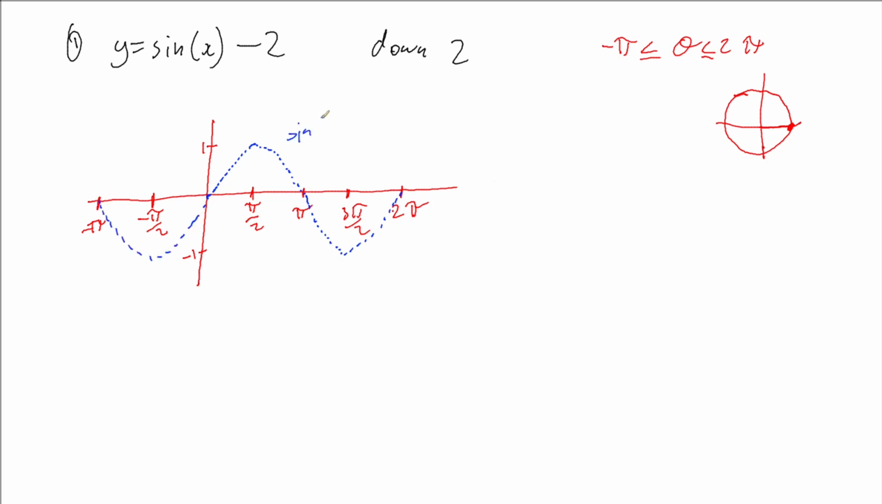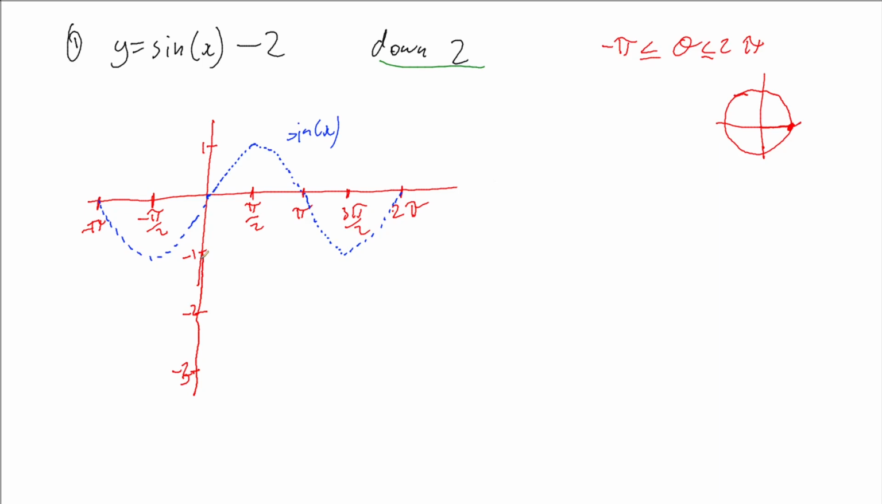So that's sine of x, but I need to translate the whole thing down 2. I've got to do this shift. So that means that I need to extend out my vertical axis and make sure that I've got enough space to do that. So I need to go down to negative 2 and down to negative 3. Because my lowest point is negative 1, which means that if it translates down 2, my lowest point is at negative 3. And so now I've got to take every point and translate it down 2.